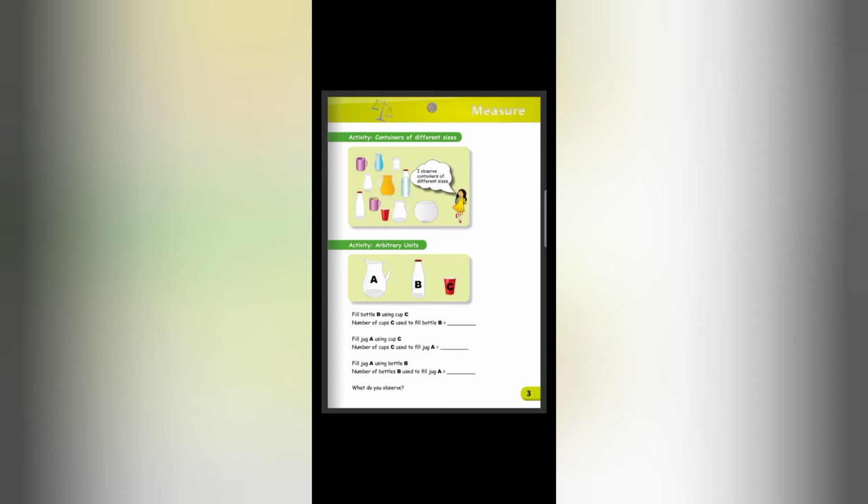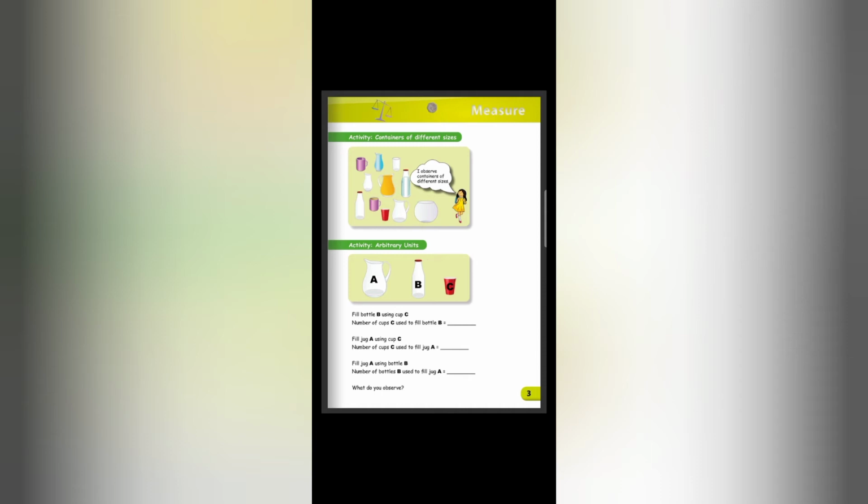Fill bottle B using cup C. So you take a bottle. If you have a bottle of the same size as in the picture, it would be great. Then you take a cup as shown, C. Then you start filling the bottle B using cup C. You have to write the number of cups C used to fill bottle B.